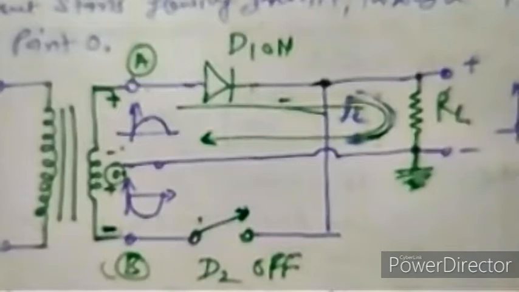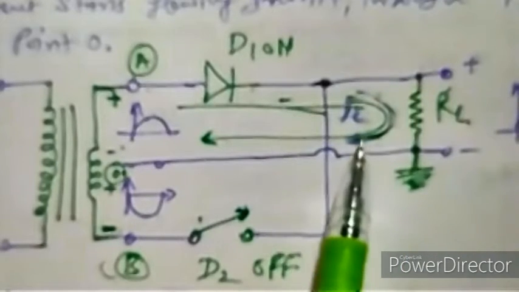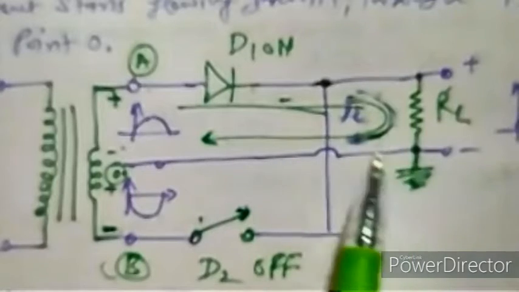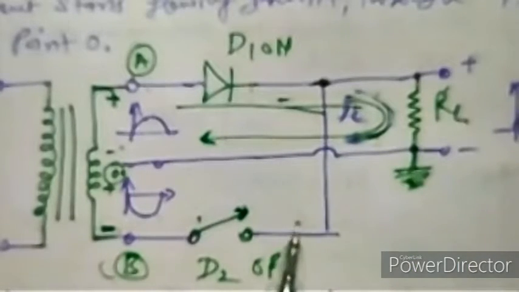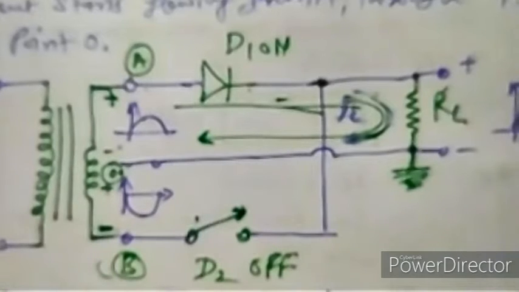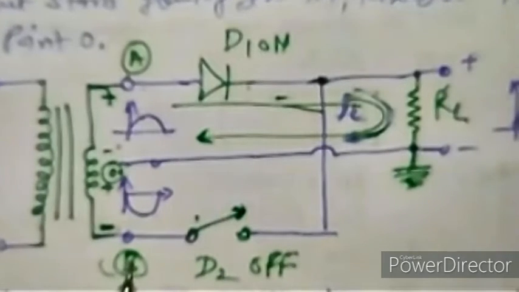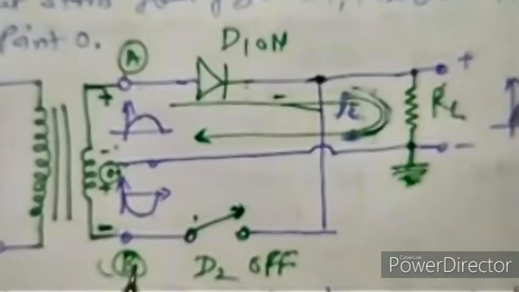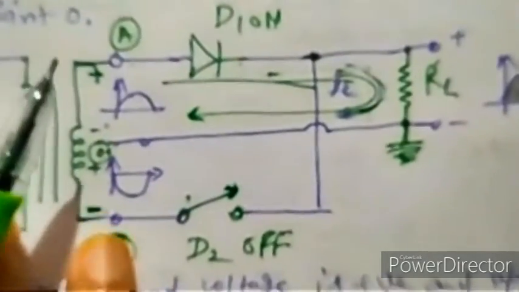Is this clear? As the load is purely resistive, the load current IL flowing through it has the same shape as the load voltage, right? And now we will see what would happen in the negative half cycle.